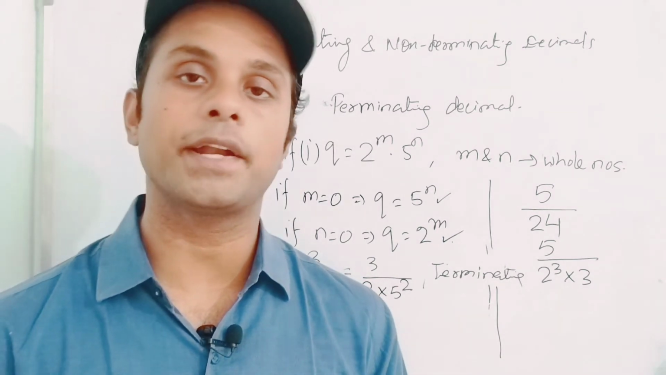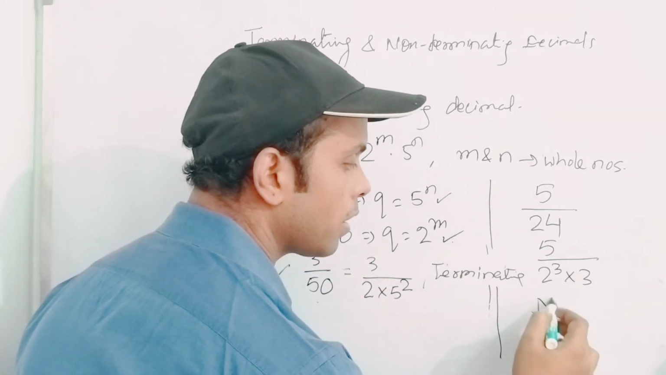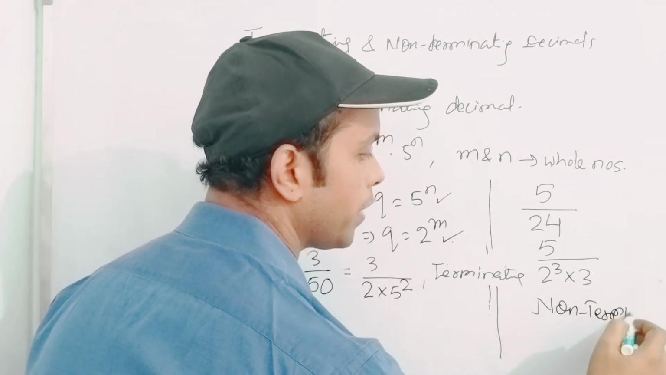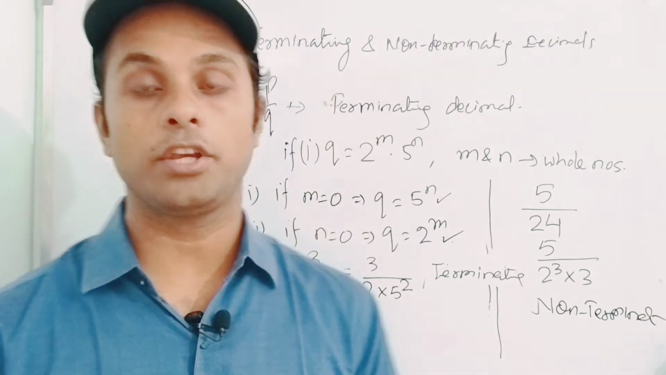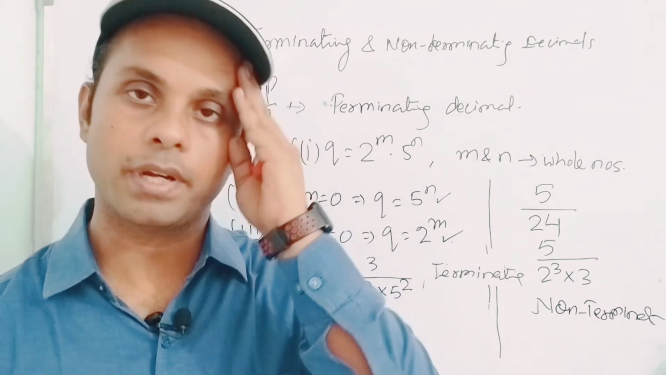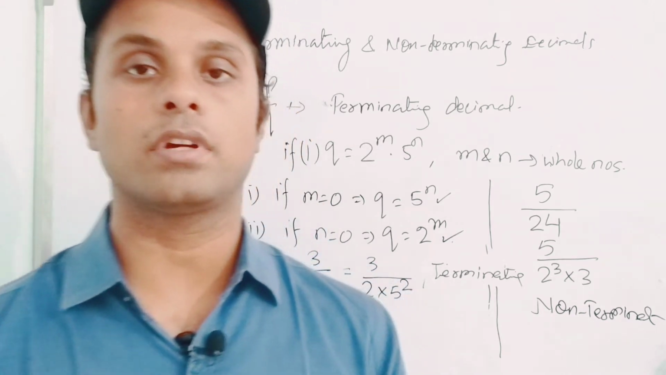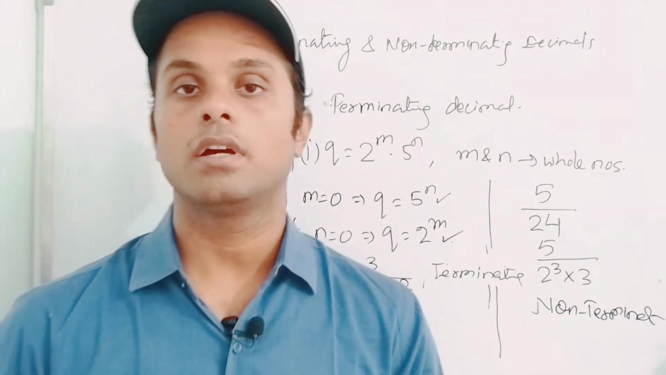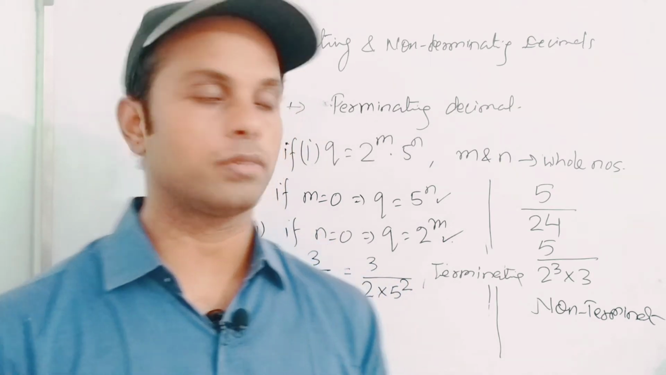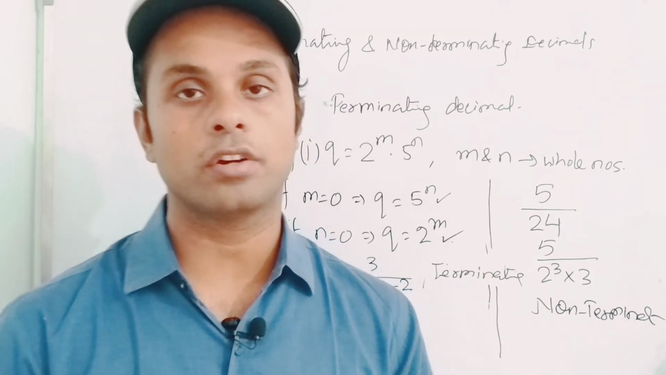Okay, so this way we identify whether a fraction is terminating or non-terminating. So this is non-terminating. Okay, so I hope you got it. We did some irrational numbers, how to prove them irrational, and revisiting of terminating and non-terminating decimals. One more question we did earlier: how to decide whether a fraction is terminating or non-terminating.